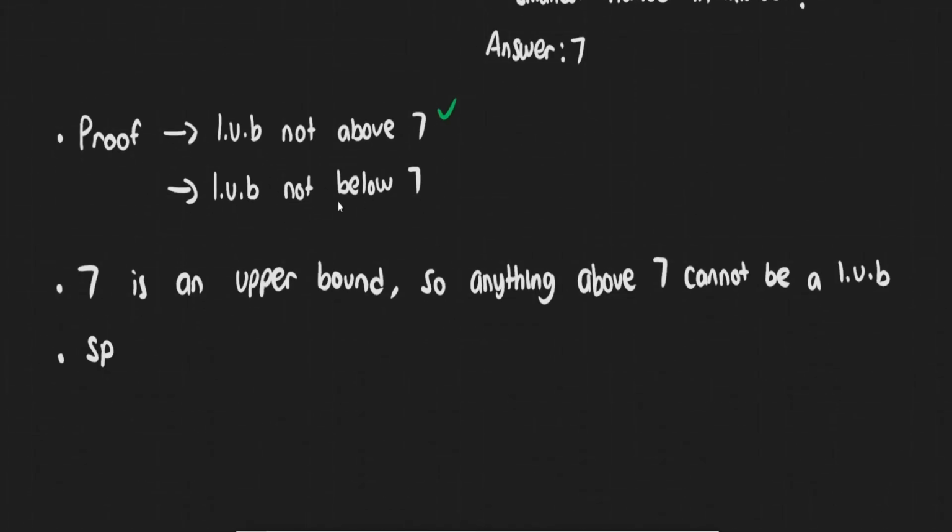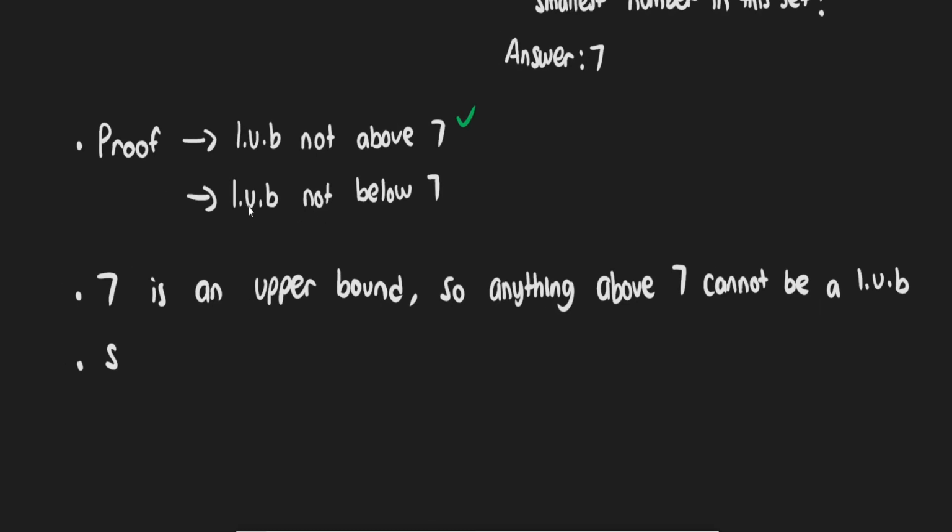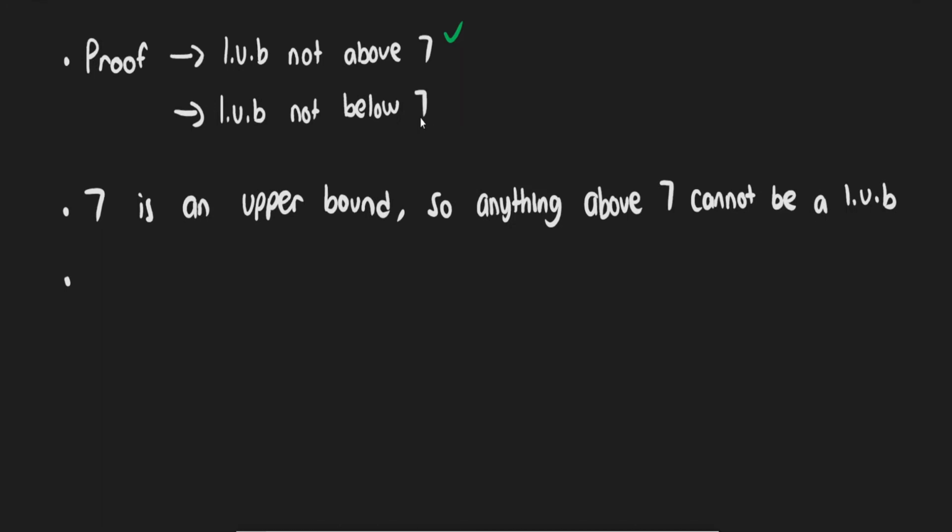For this one over here, it's going to be a little bit more complicated. With proof by contradiction, we're going to suppose that a least upper bound is below 7, and then we're going to show that that leads to a contradiction. So suppose x is a least upper bound and x is less than 7, right?